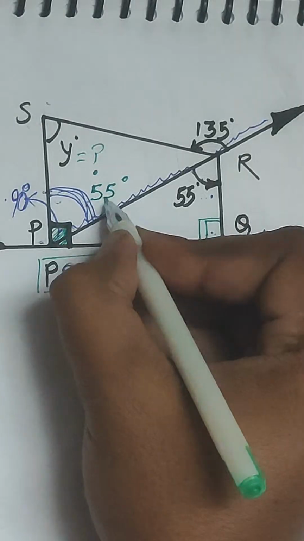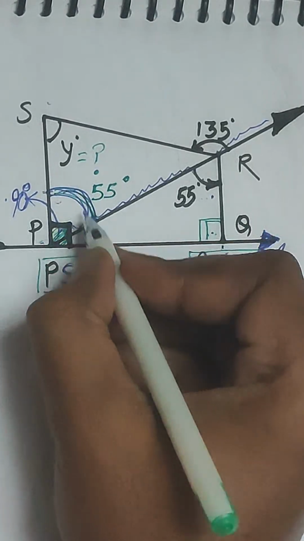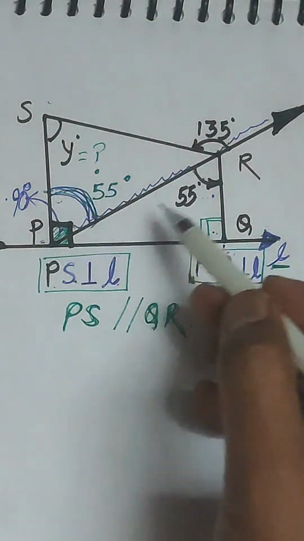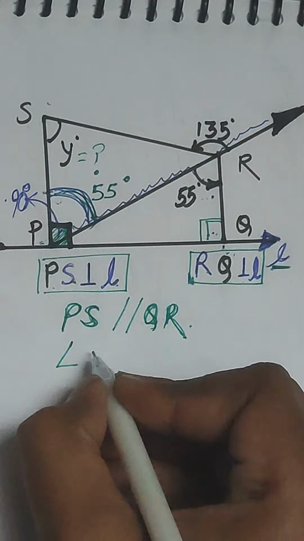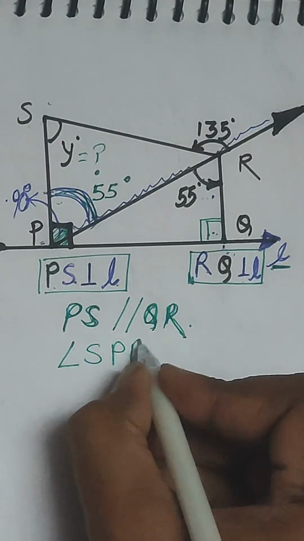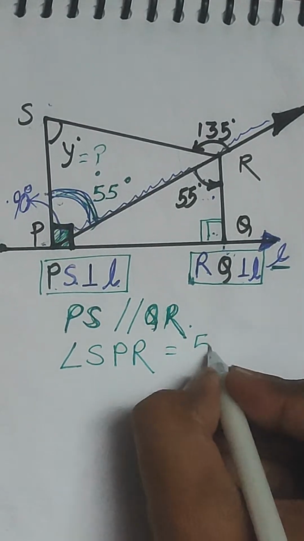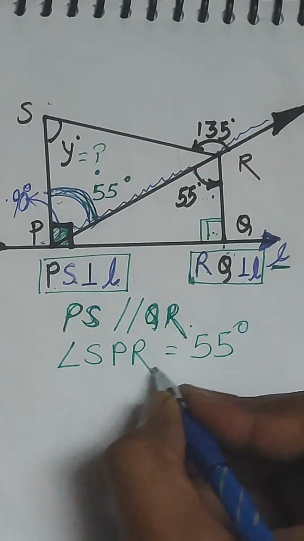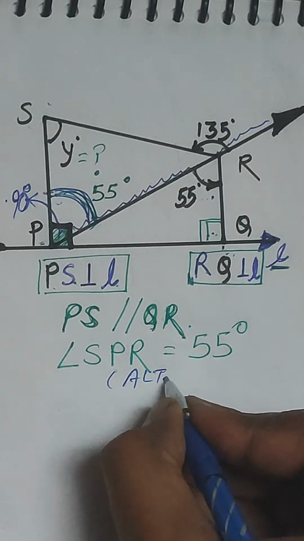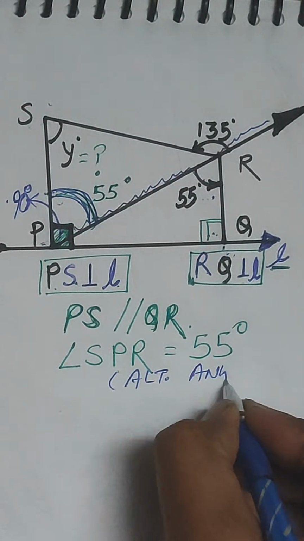So we can say, being an alternate angle, that angle SPR is equal to 55 degree, right? Why? Alternate angle.